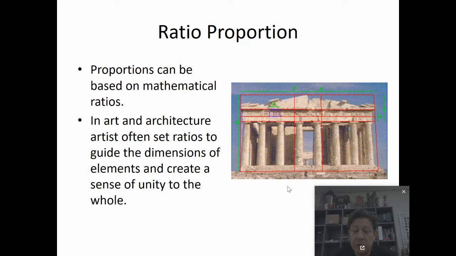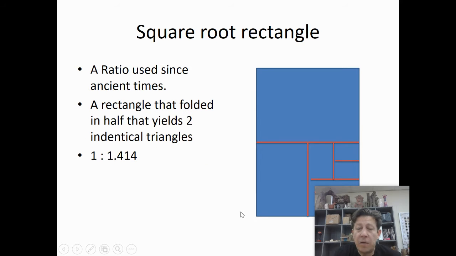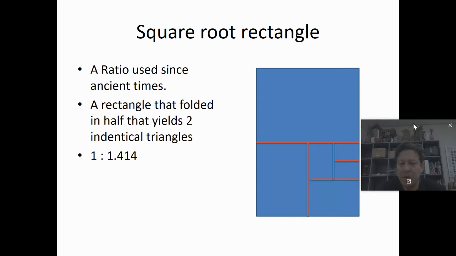There are certain relationships that have been around for a long time that have some sort of magical combination of sizes that we find appealing as viewers. One is called the square root rectangle, and it's a rectangle where the relationship between one corner and another corner has something to do with the square root of the height versus the width of the piece. So this corner, if I were to draw a diagonal line here, that would set up a relationship between the height and the width that would then give me something that has to do with the square root, but also we get this proportion that's 1 to 1.414.